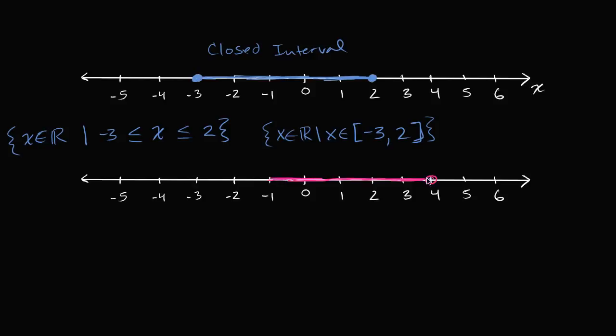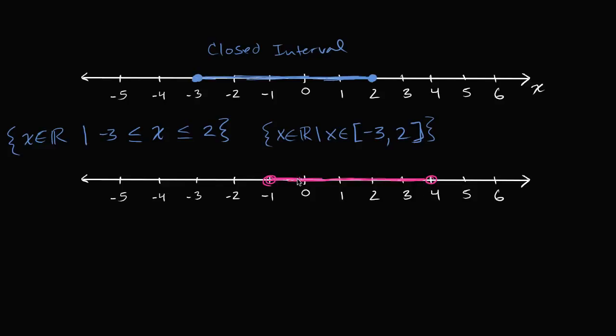So I'm not going to include 4, and I'm not going to include -1. Notice I have open circles here. Over here I had closed circles. The closed circles told me that I included -3 and 2. Now I have open circles here. So that says that I'm not. It's all the values in between -1 and 4. So -0.9999999 is going to be included, but -1 is not going to be included. And 3.9999999 is going to be included, but 4 is not going to be included.